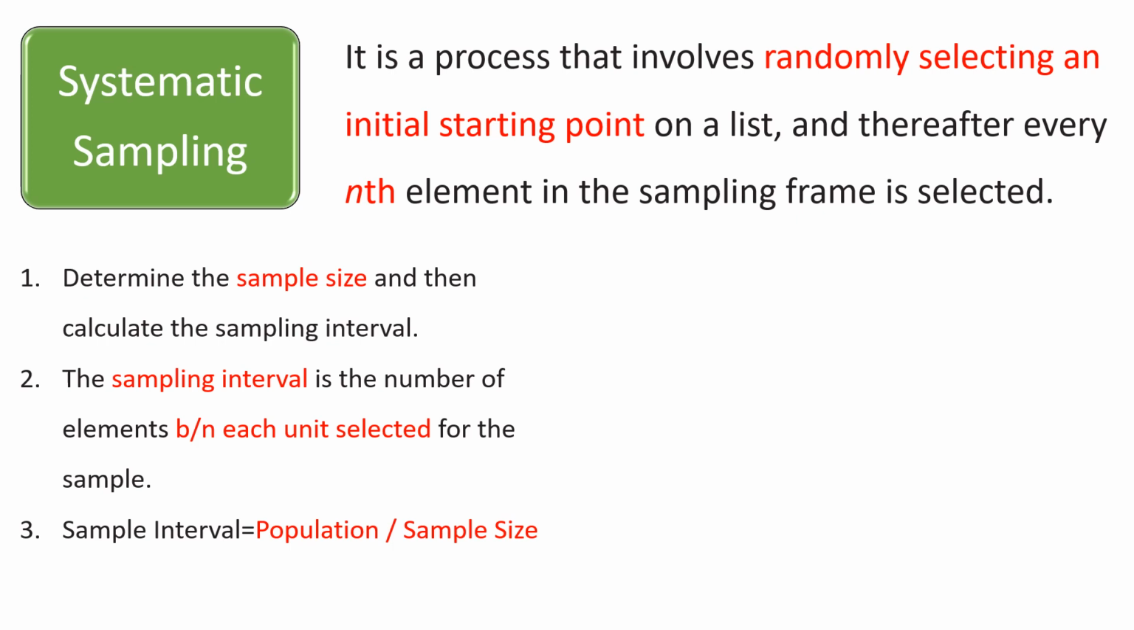After getting the sampling interval, we select the initial point. We select the first element randomly, then with that sampling interval, we select the next, and the third, and so on.